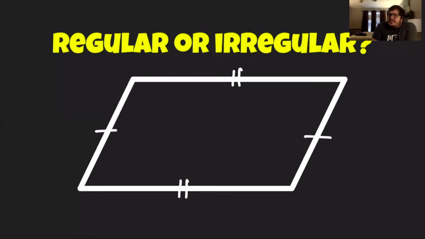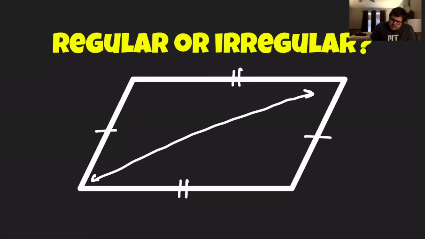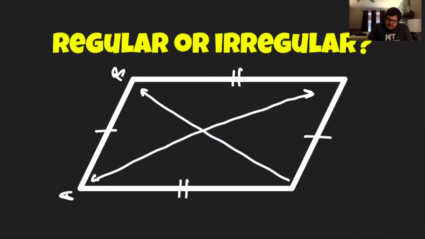Now, when I look at this shape, a couple other things I could say about it is opposite angles appear to be equal. And so if I were to say angle A, B, C, and D, I would be able to say B and D are obtuse, and A and C are acute, meaning B and D appear to be greater than 90 degrees, and A and C appear to be less than 90 degrees.